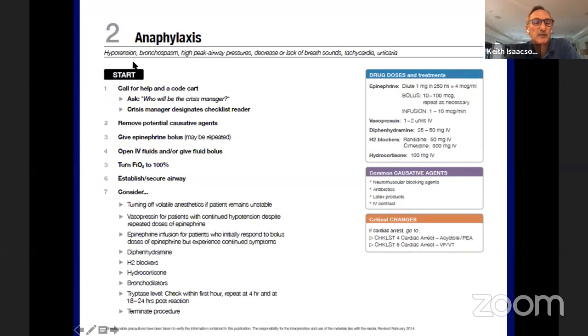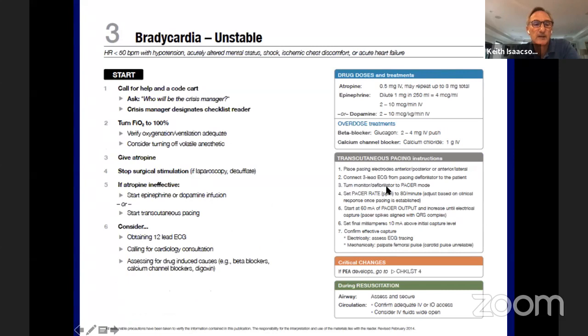first thing you want to do is to recognize it. So you're looking for hypotension, bronchospasm, and what have you. And then you just go through this checklist and you call for help. You do everything here. And then when it starts talking about giving medications, you don't have to memorize the dose of the medications. The drug doses are all right here.